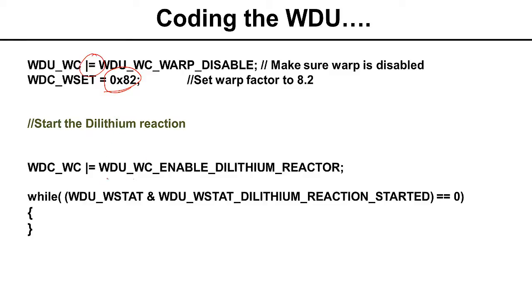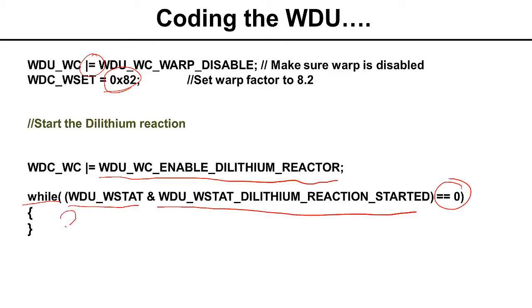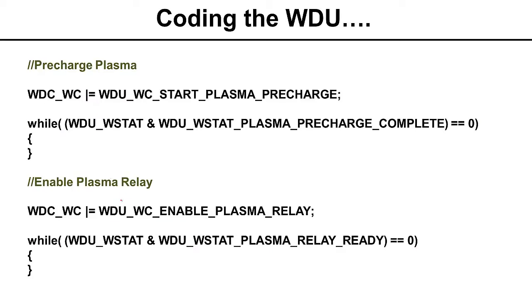So I'm going to set the bit for enabling the dilithium reactor. The next item in the list told us we have to wait until the bit is set, the dilithium reaction started bit. So I'm going to use a while loop and say, while the register ANDed with the bit mask is 0, just sit here and do nothing. We've got a loop. The CPU is going to sit here and poll in this loop until it's a 1. All right, once that's set, we know that's ready.